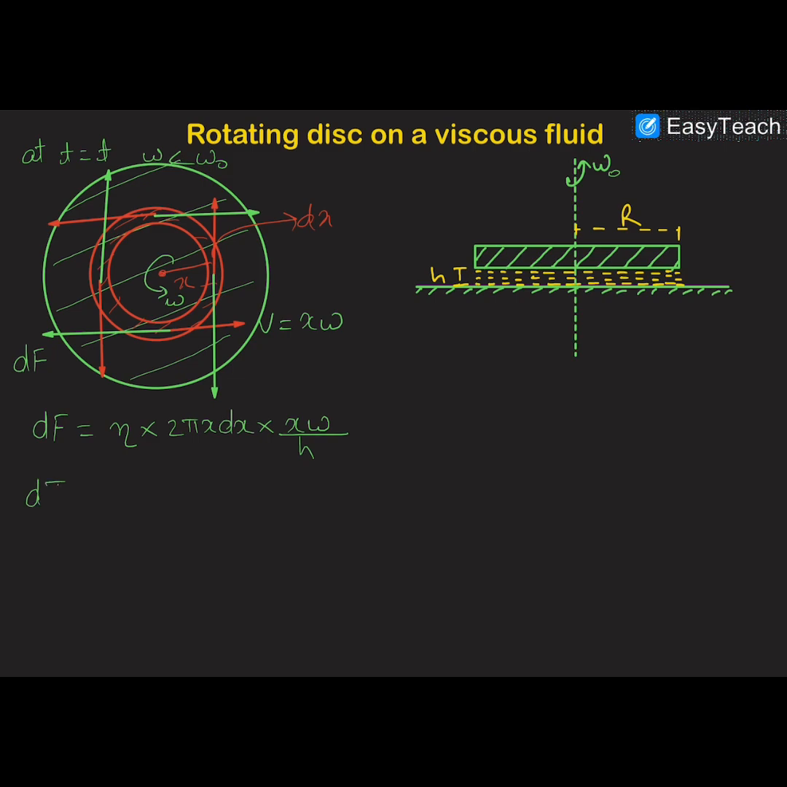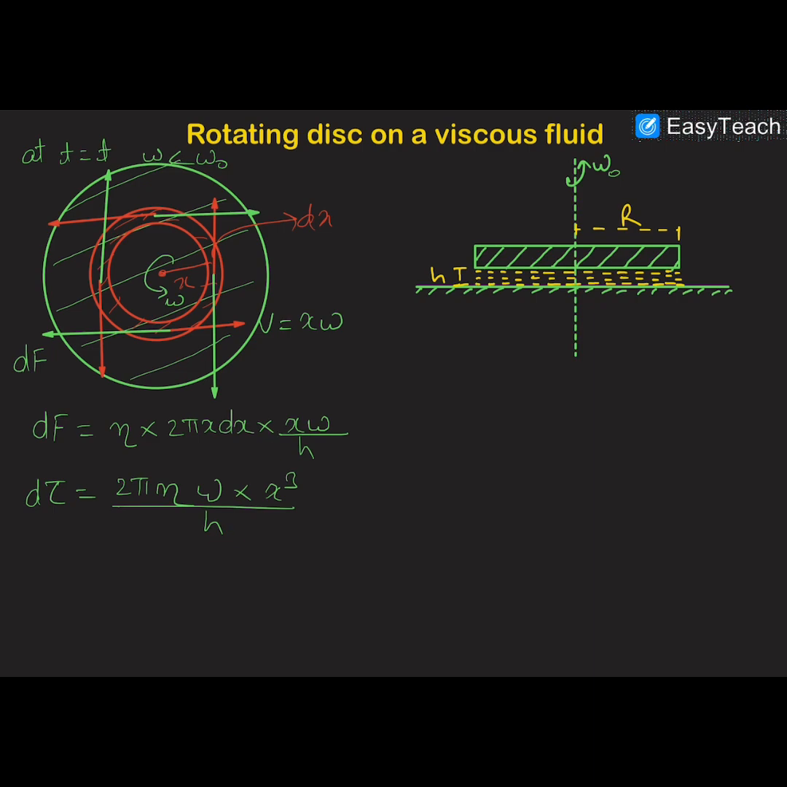This force dF produces a retarding torque. So d tau will be equal to 2 pi eta omega into, since torque is force into distance from the center, which is x, so it would be 2 pi eta omega x into x, and this is x cube divided by h.